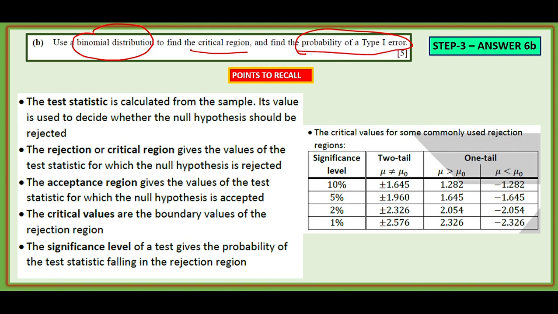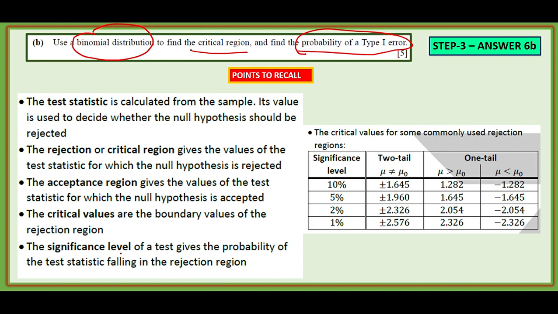So when we look at this table over here, the critical values for some commonly used rejection regions are given. At 10% significance level, if it is a two-tail test, it is plus or minus 1.645. If it is a one-tail test, if this is greater than mu naught, it is 1.282. That is the half of it. It is lying between minus and plus. For 5% significance level, for a two-tail test, plus or minus 1.960, and for one-tail you have here 2% and 1%.